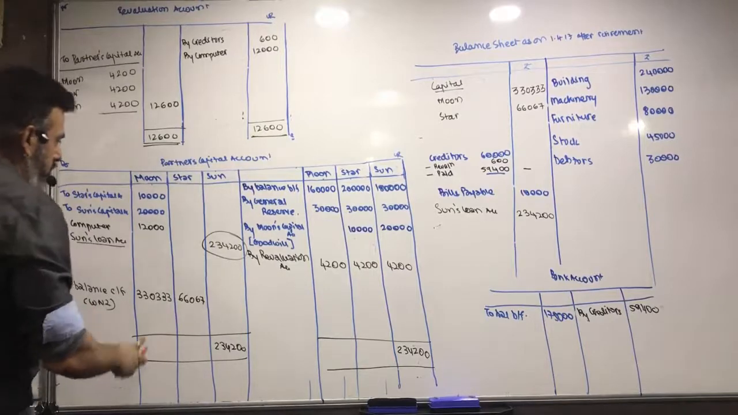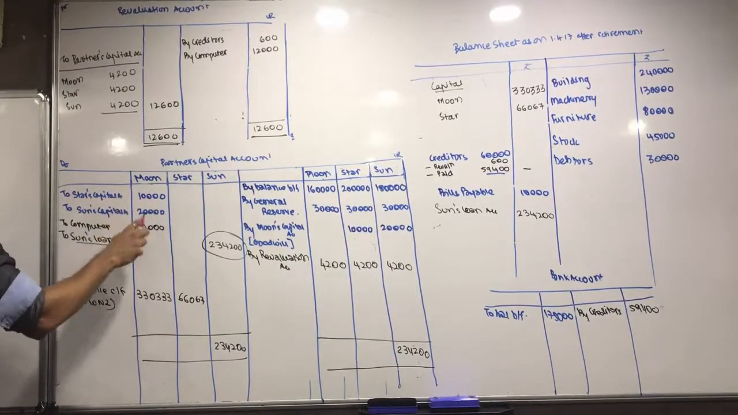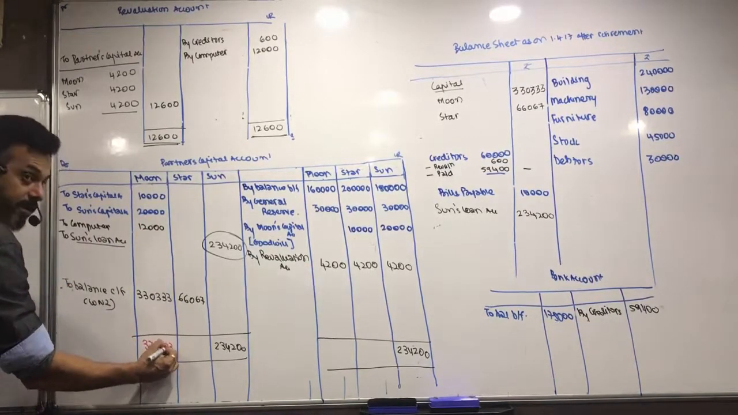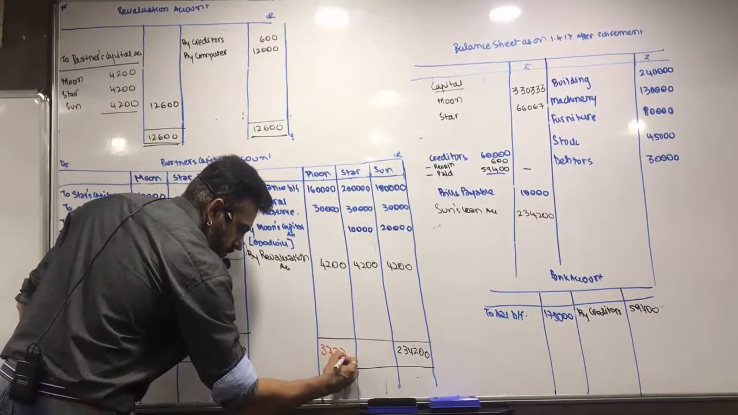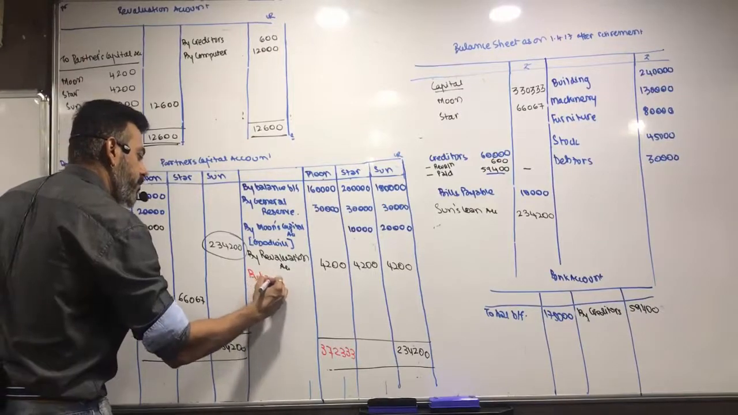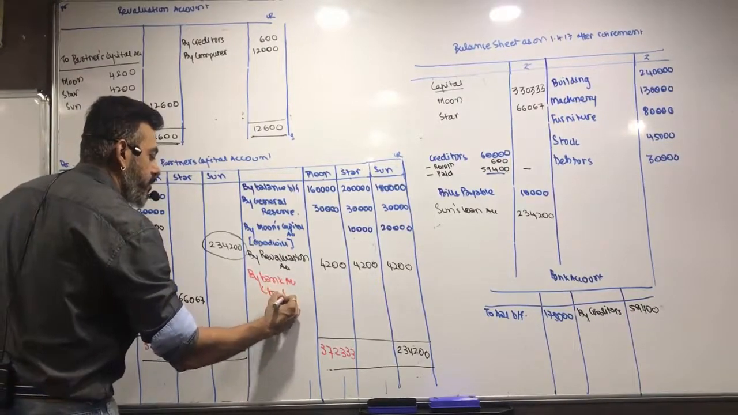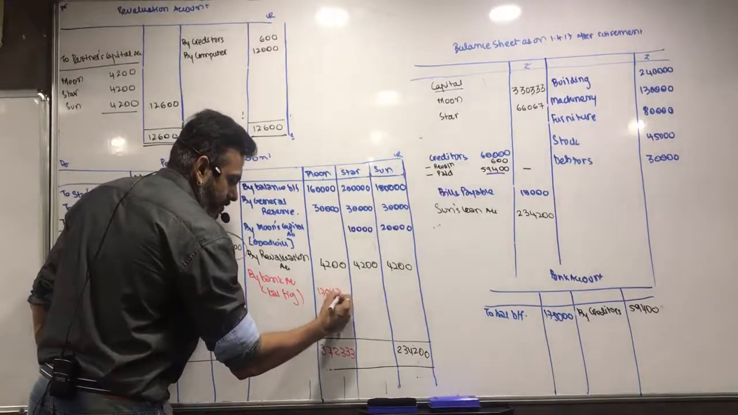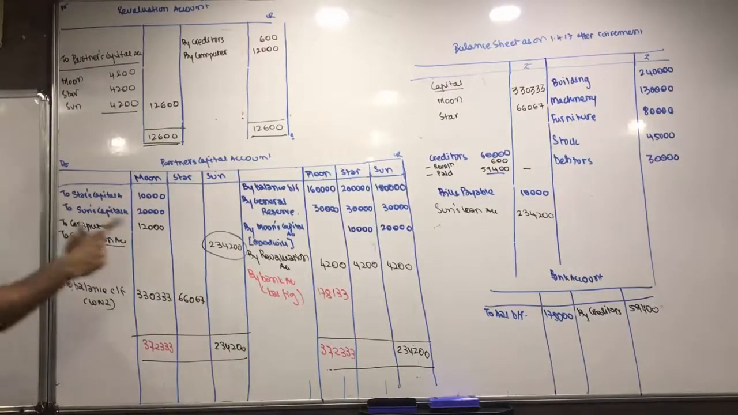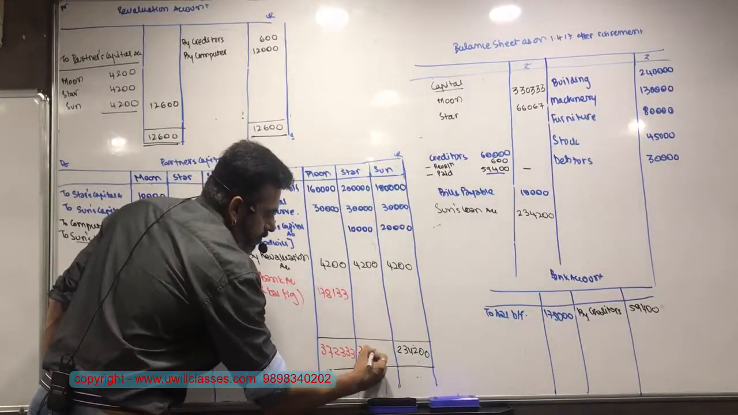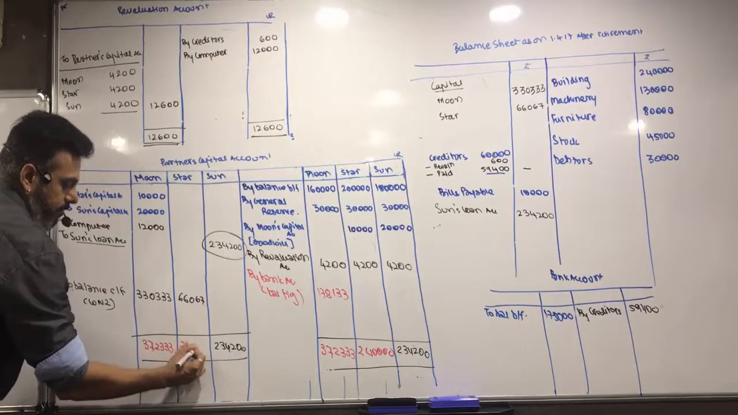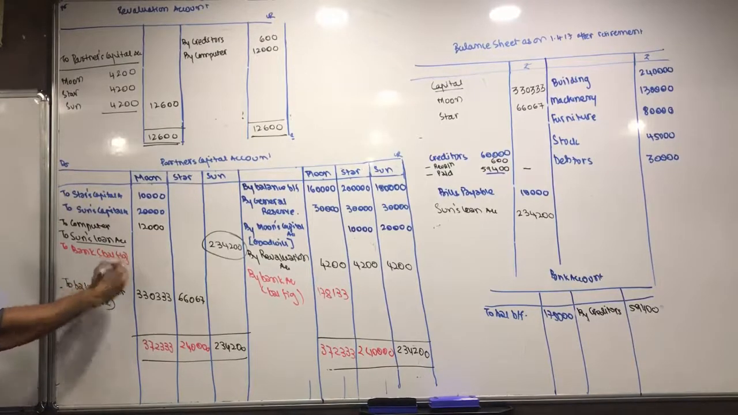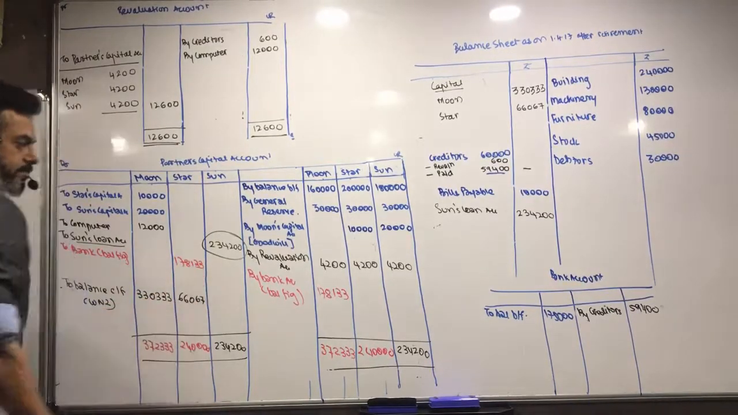Let's balance Moon. Debit side is more: 3,72,333, balancing figure. Yes. Now Star. Credit side is more: 2,40,000 to bank, 1,78,133. Transfer it.